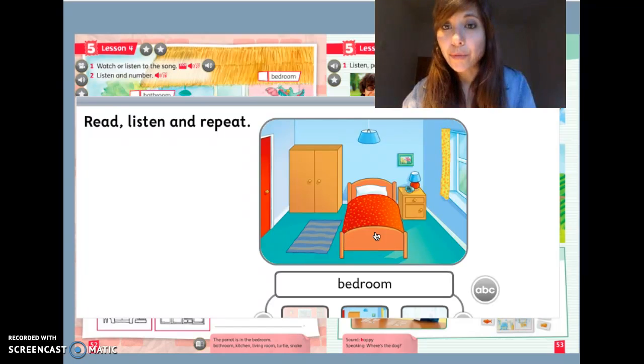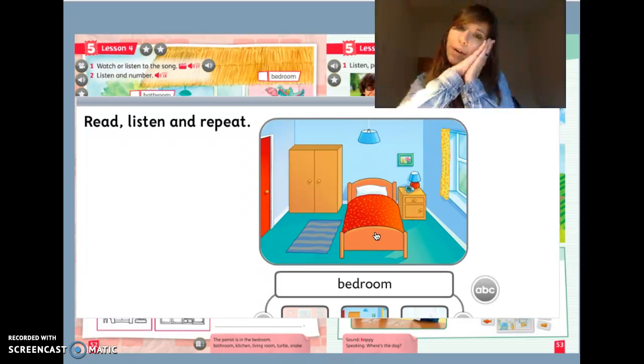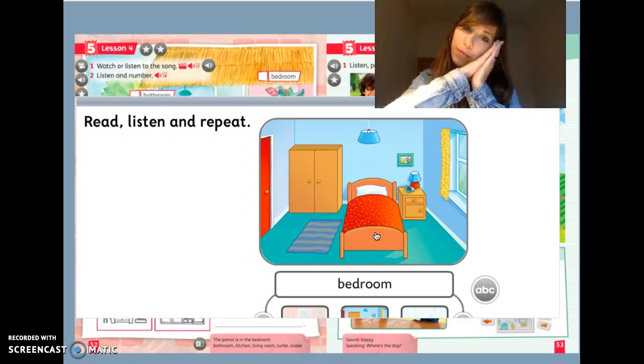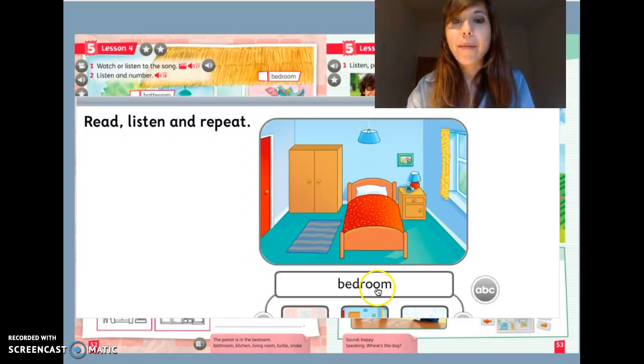Bedroom. Bedroom is where we sleep, okay? So this is going to be the action, bedroom. And remember, to us, bedroom.